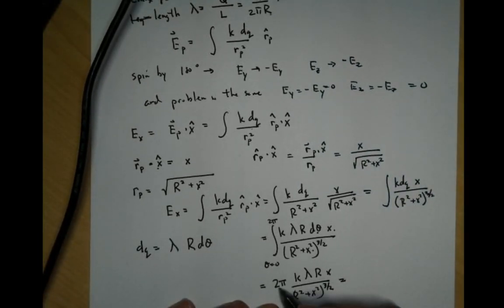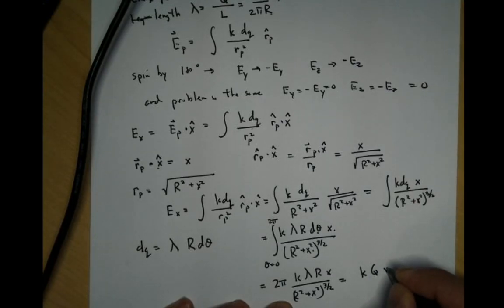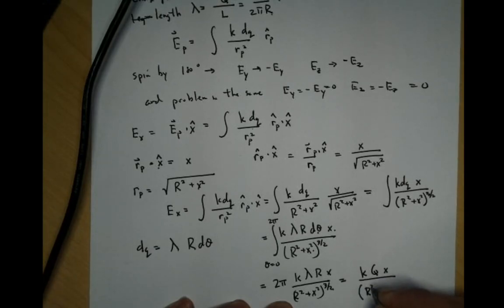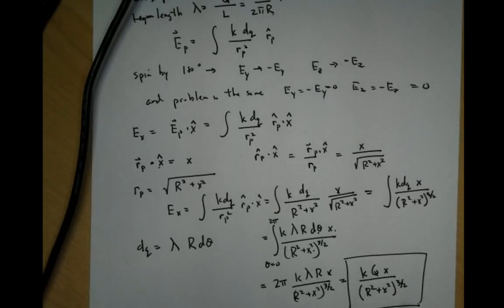So the 2 pi r in the denominator is going to kill the stuff on the top. So it's going to be k q x over r squared plus x squared to the 3/2 power. And that's it for this one. Okay, so that's perfect now.